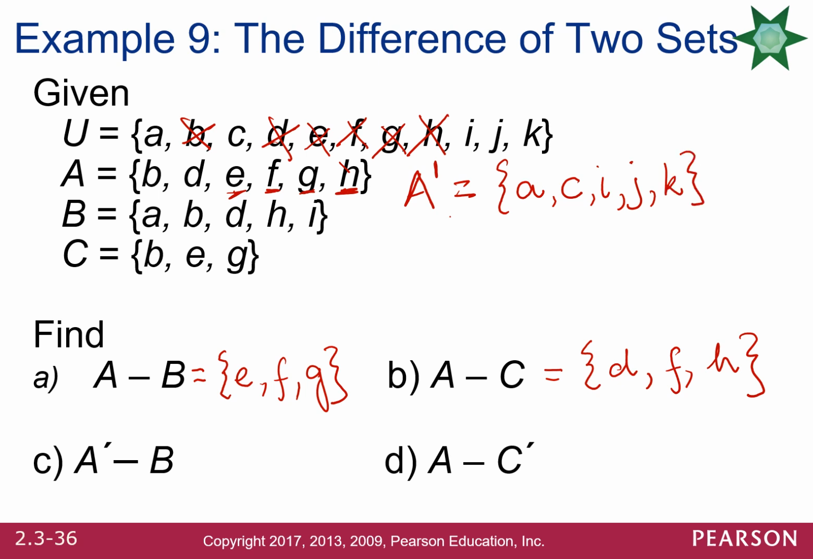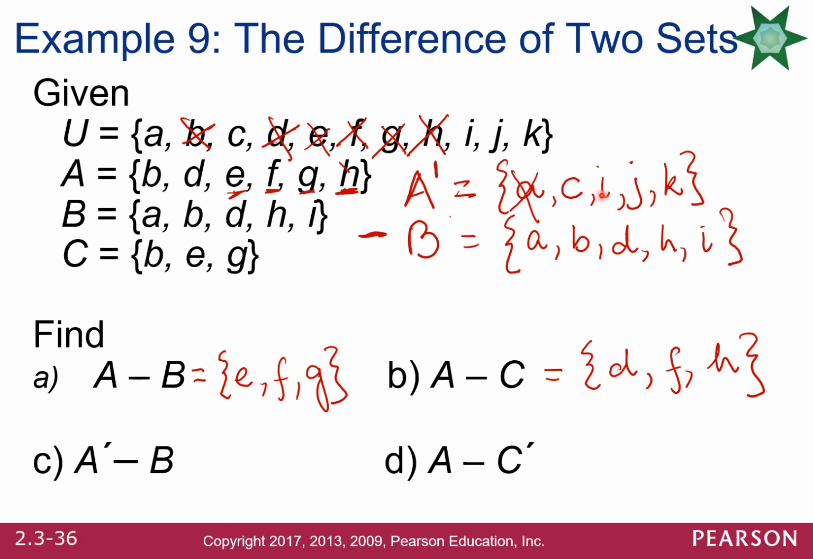All right. And from here now, we have to subtract the elements of B. So what do we have as elements of B? A, B, D, H, I, correct? So I have to now cross out the common elements between A naught and B. So we have A is a common element, so I'm going to cross that out.